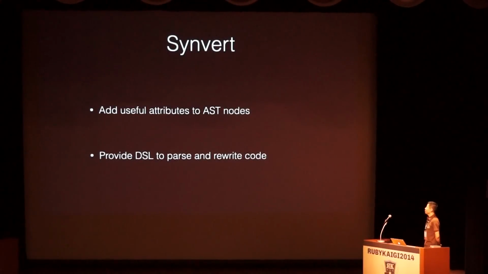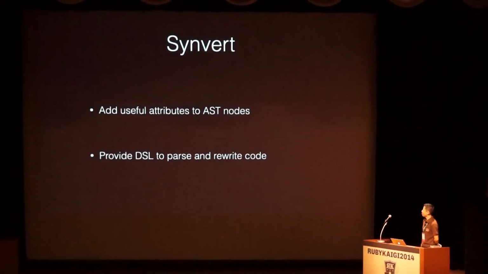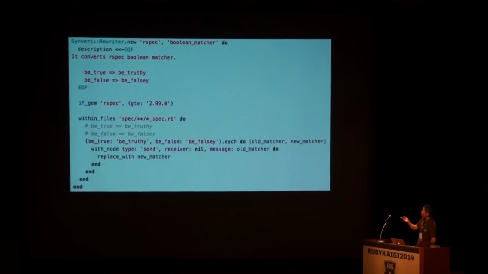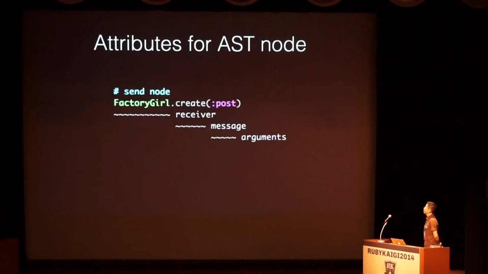Okay, so what Synvert does, it mainly does two things. It adds some useful attributes to the AST node, so you can use things like the receiver and message, and it provides a DSL to write the rewrite code. So here are some DSLs like description, if gem, within files, replace, essentially.